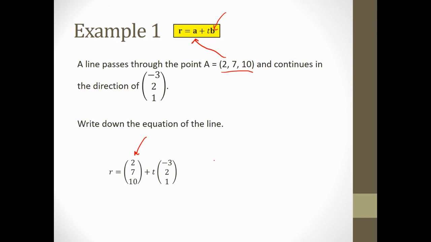You can also write this in unit vector form: 2i plus 7j plus 10k plus -3ti, and you can keep going, plus 2tj plus tk, because you multiply this t by everything. However, you probably won't see it like this in IB, but I'm just making you aware that that's how it works.